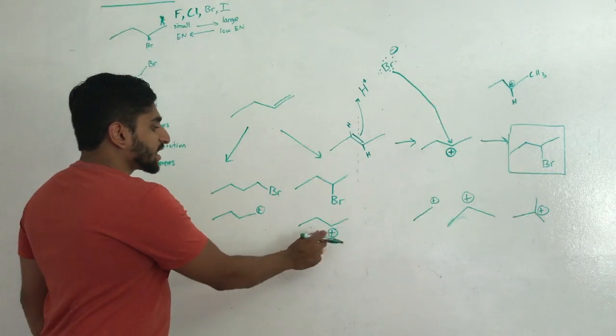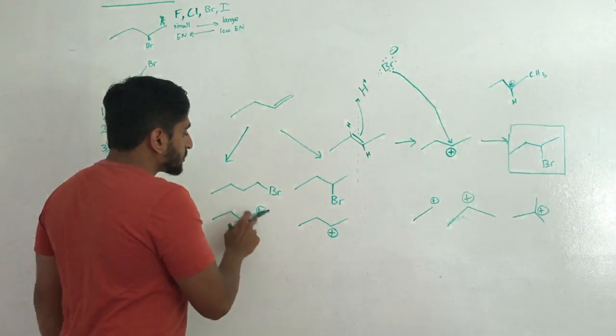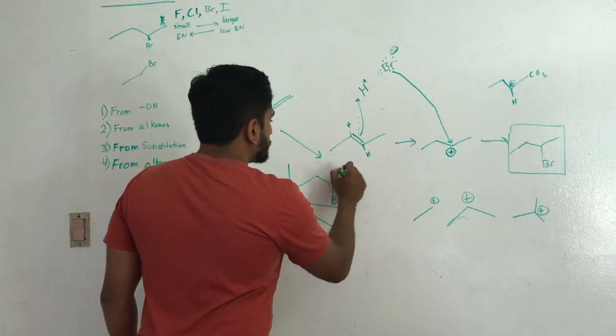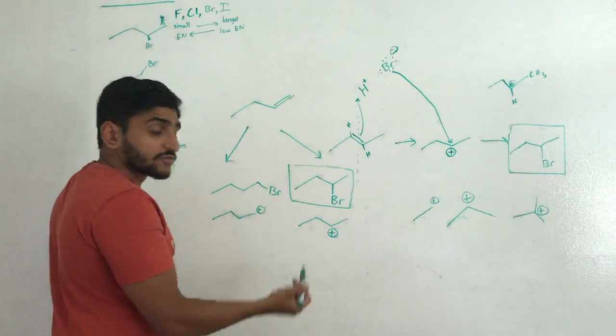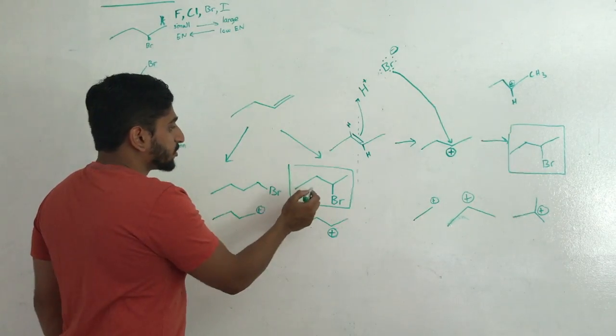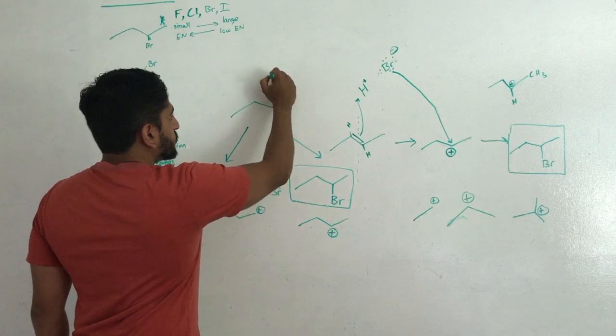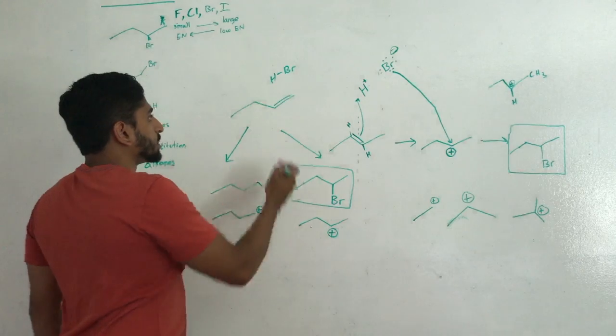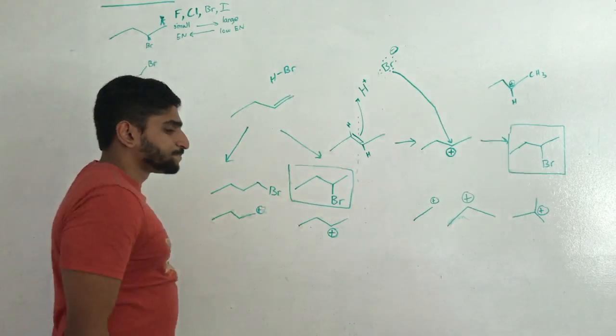And remember that a secondary carbocation is more stable than a primary carbocation. So this is the product that's going to be made, even though there's the potential for you to make this product. This is going to be the primary product if you introduce hydrogen bromide or hydrobromic acid to this compound.